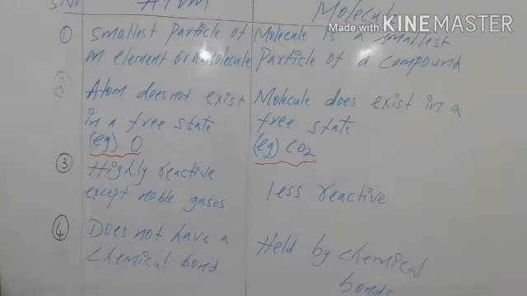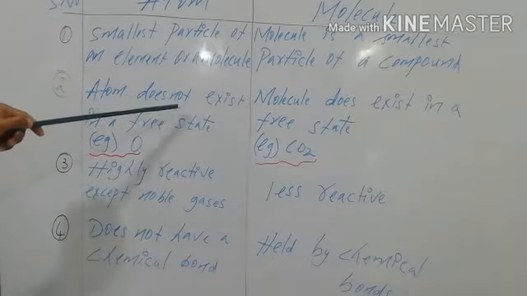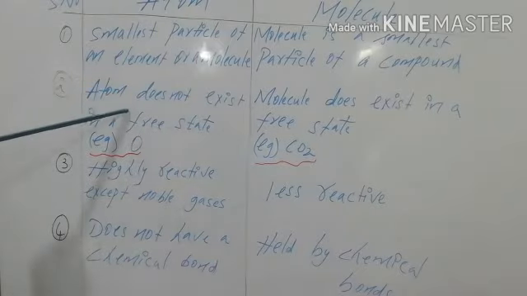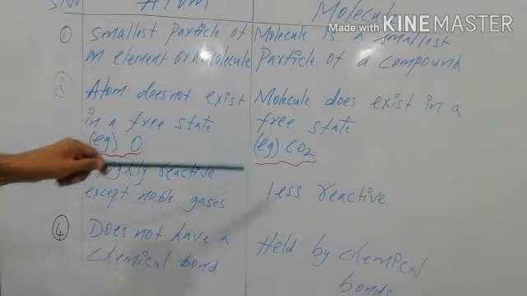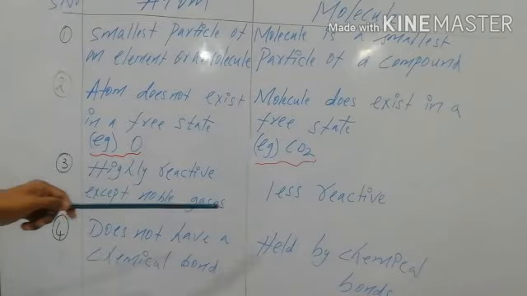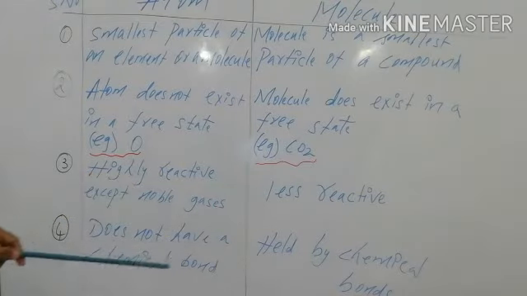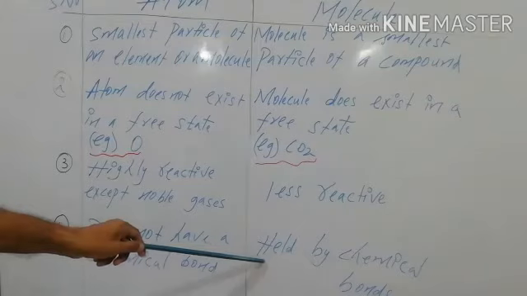So let us repeat once. The difference between atom and molecule. Point number 1: the smallest particle of an element is an atom, and molecules are the smallest particle of a compound. Point number 2: an atom does not exist in a free state, for example oxygen, and a molecule does exist in a free state, for example carbon dioxide. Point number 3: atoms are highly reactive except noble gases, and molecules are less reactive. And point number 4: an atom does not have a chemical bond, but molecules contain chemical bonds.